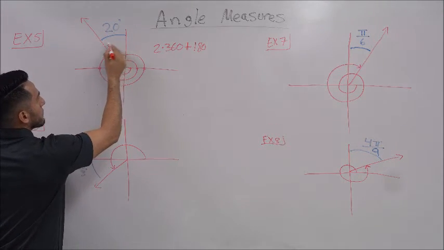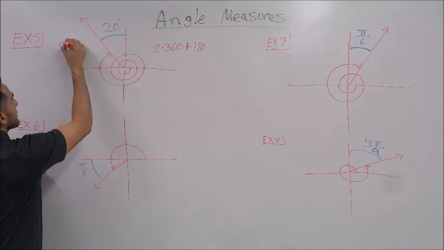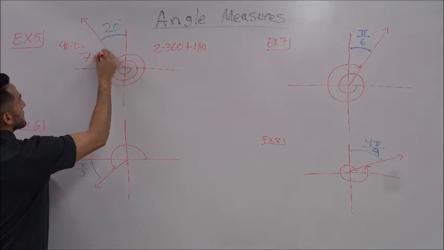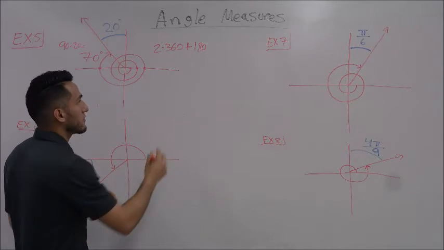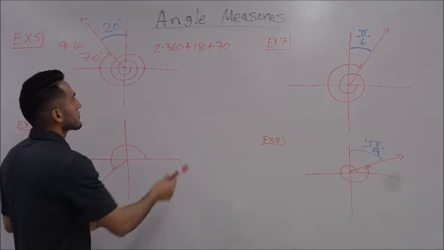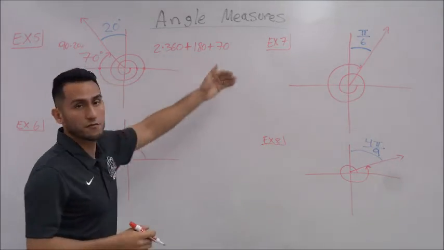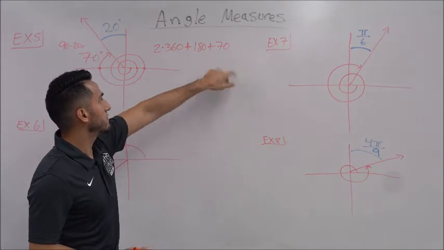And they're giving me that over here, it's 20 degrees. So 90 minus 20 is gonna give me 70 degrees. So this piece right here is 70 degrees. So all I'm gonna do is add 70 degrees. So on my calculator, those of you that are in the class, you guys can use calculators, plug this in, or even at home with your phone. 2 times 360, 720, plus a 180, plus 70.